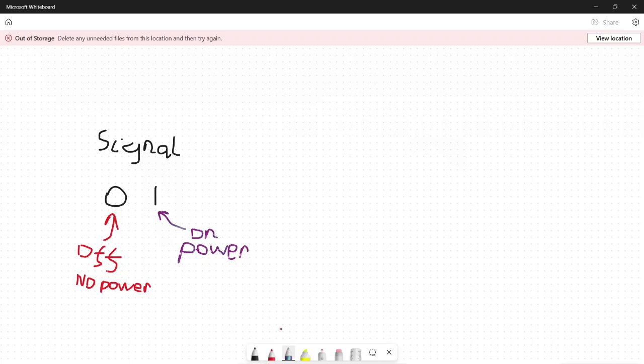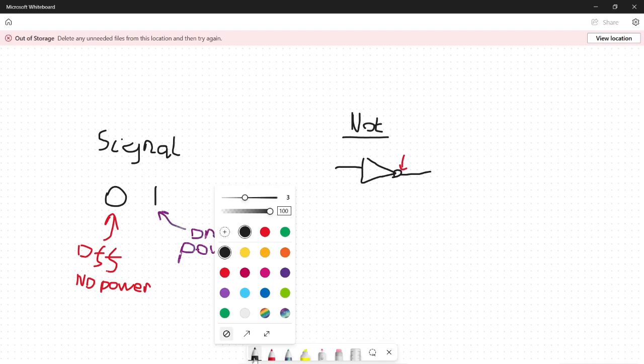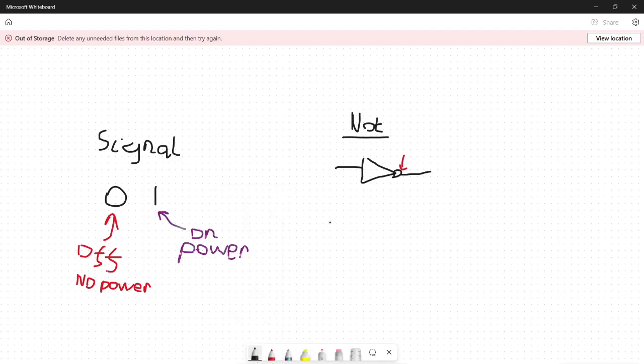So let's take a look at the most simple sort of gate, which is called a NOT gate. A NOT gate is basically represented like this little arrow, and then it has a dot on the end. This dot represents that it's a NOT, that it's an inverter. Well, what does that mean? Let's take a look at its electrical circuit. I would draw this.